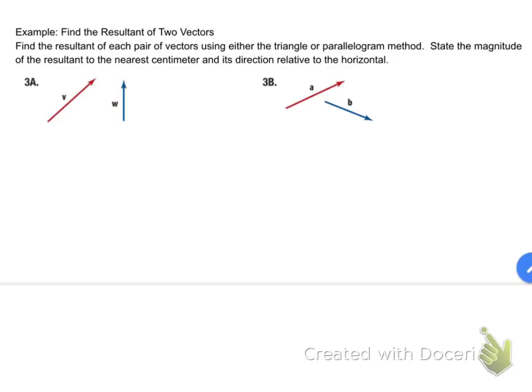Okay. This is going to get interesting because I don't have copies. This is just a picture. I'm going to do my best here. The first one I want to do is I'm going to use the tip to tail method, method 1, on the first group.